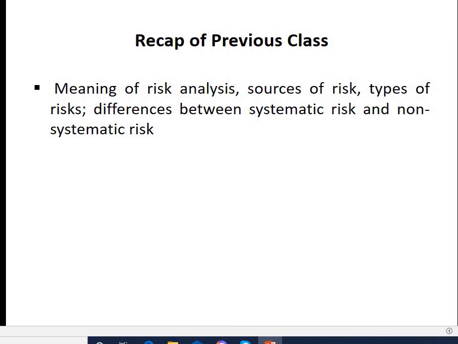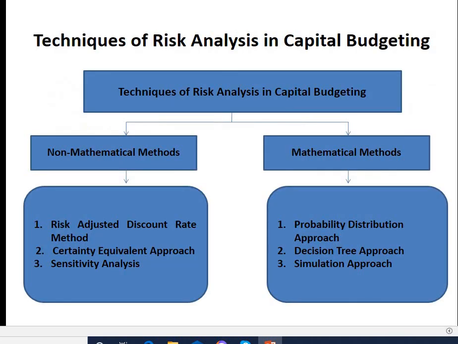Let's have an insight into today's session. The techniques of risk analysis in capital budgeting are divided into two: non-mathematical methods and mathematical methods. In non-mathematical methods, we use some formulas to estimate the risk. One is the risk-adjusted discount rate method, which I will discuss in the next slides. Certainty equivalent approach, where we convert uncertain cash flows into certain cash flows to take the decision for acceptance or rejection of the project.